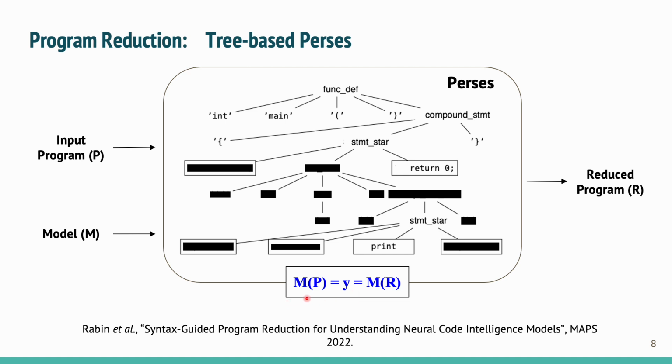M on program P. After that, the parser parses the input program into a parse tree. Then it traverses the tree node by node and determines whether a tree node is deletable, depending on whether it preserves the same prediction Y. It repeatedly checks the tree nodes and prunes the subtree where the node is deletable, and the remaining program is the final reduced program R that produces the same prediction as the original input program.